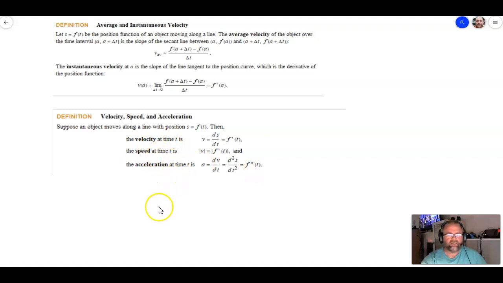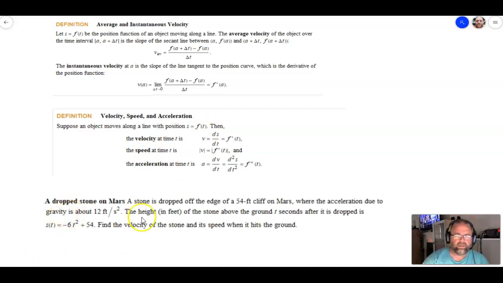Let's go ahead and take a look at an example and see how we would use this to solve for velocity, speed, or acceleration. We can also be given those, which we're going to do in later sections, where we're given the acceleration and we use antiderivatives. That's where we go the other direction, which is also called integration, to find the velocity and position function. But for now, let's take a look at an example from the exercises here.